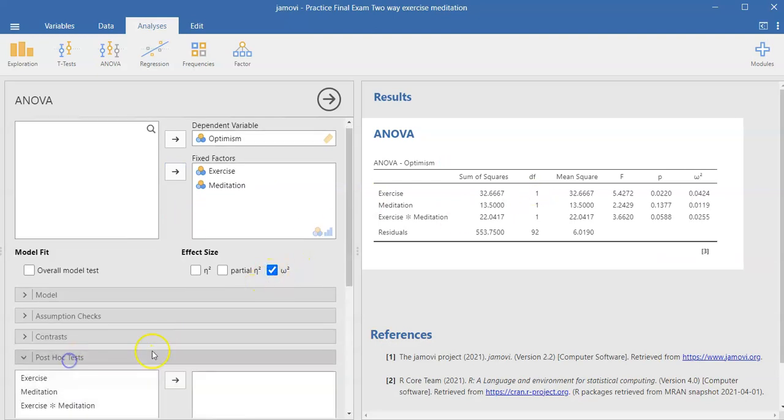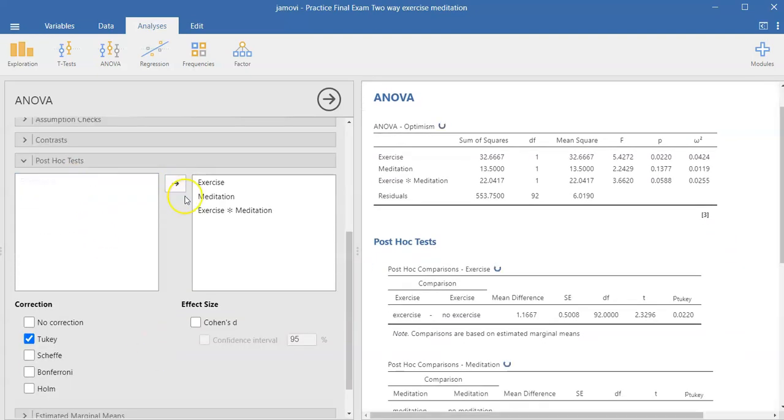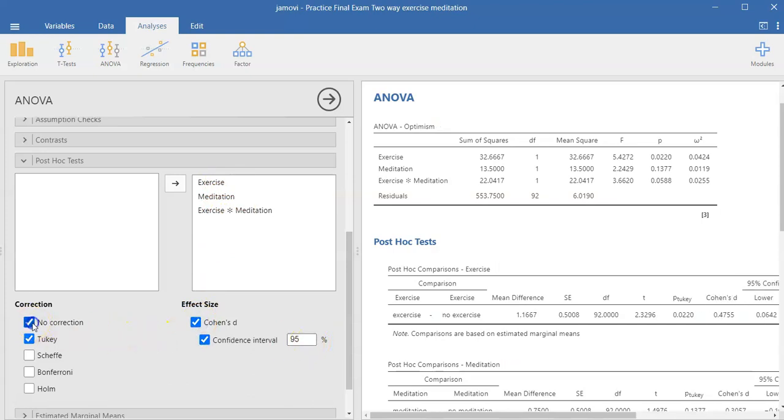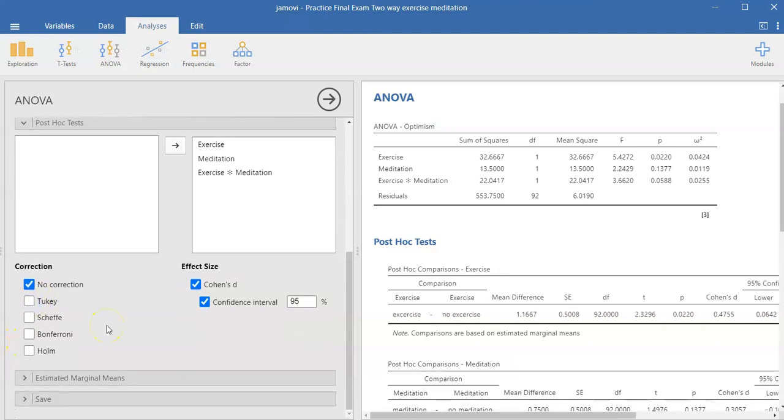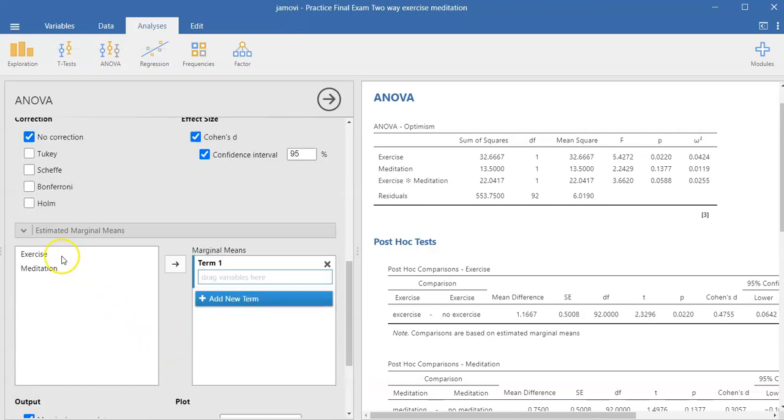We want to get post hoc tests. And we're getting all of the factors, the main effect of each factor and the interaction between them. We want Cohen's d. We want the confidence interval. Of course, we always want to get the uncorrected p-value, not the Tukey corrected p-value. We also want to get the estimated marginal means.